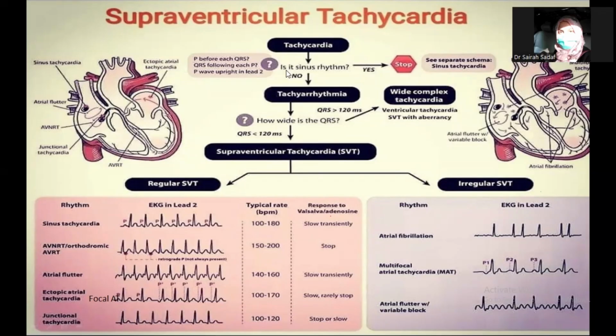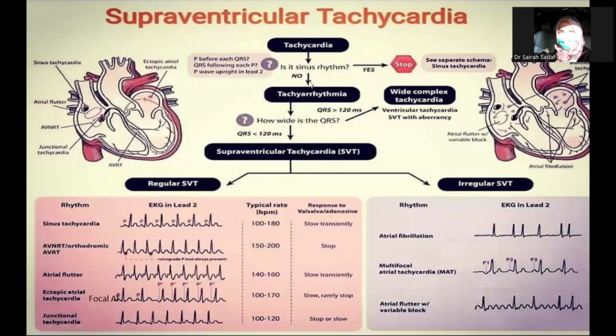First of all, you have to look, is it sinus rhythm? Sinus rhythm means the P wave is coming before the QRS complex, or the QRS complex is following each P wave, or the P wave is upright in lead 2. So is it a sinus rhythm, yes or no? If it's yes, then you don't have to do anything else. Just get out of this scheme. No need to follow this scheme.